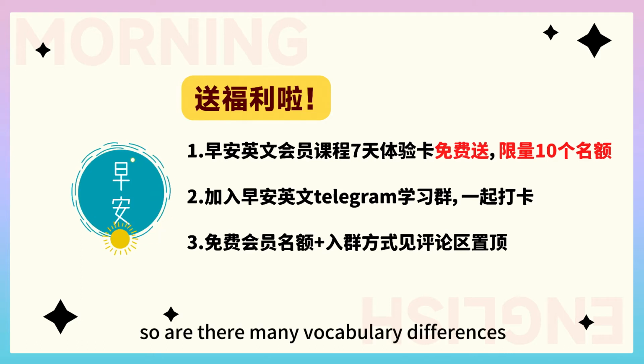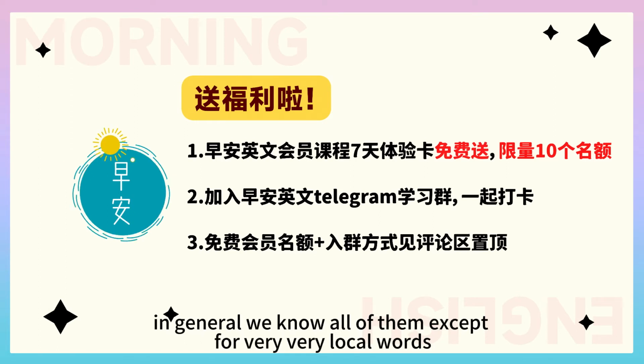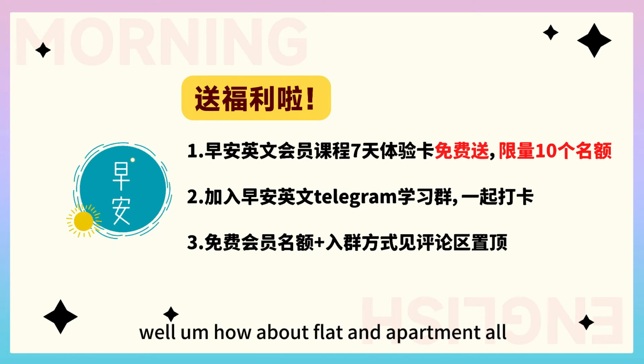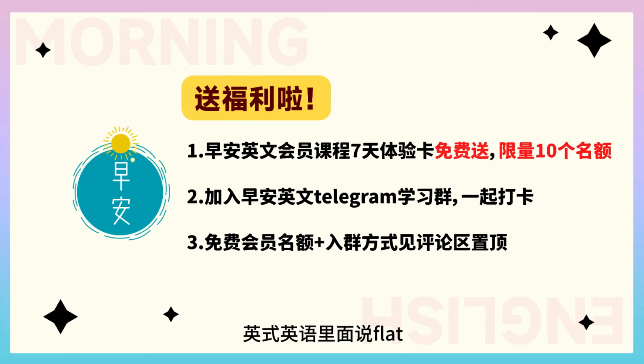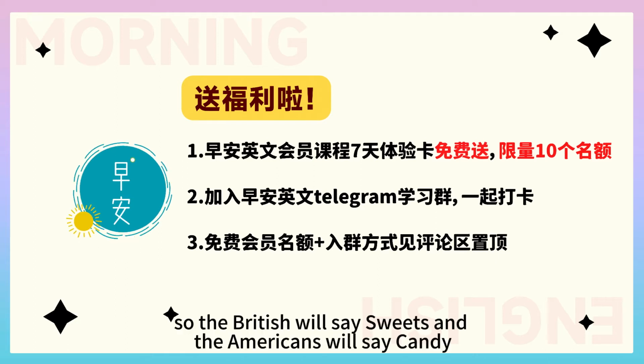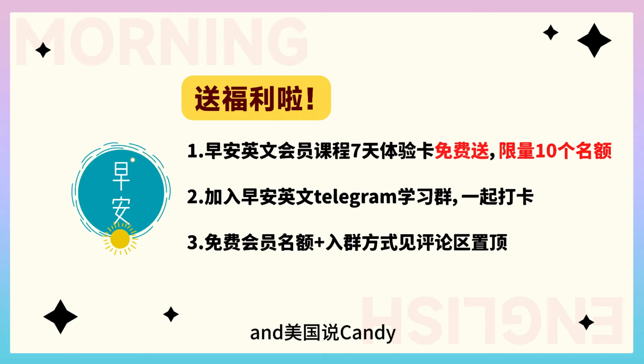So are there many vocabulary differences? Hundreds. But in general, we know all of them except for very, very local words. What are some examples? Well, how about flat and apartment? 公寓，英式英语里面说 flat，在北美我们都说 apartment. So the British will say sweets and the Americans will say candy. 糖果 sweets，美国说 candy.